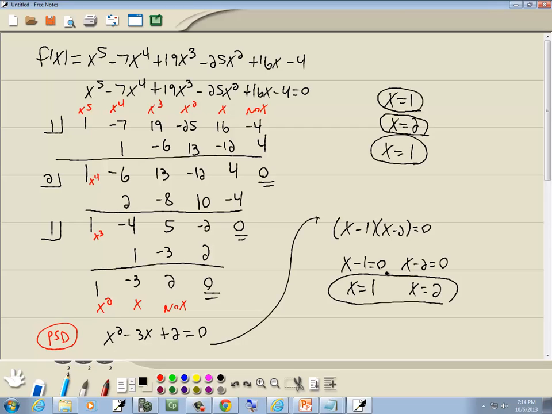Because your largest power, again, tells you how many answers you're going to have. So you can have answers repeat, and you just have to plug them in and try. See if you get zero remainder again. If you get zero remainder, that means it worked again.